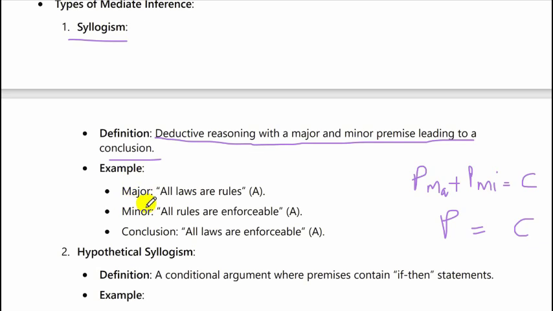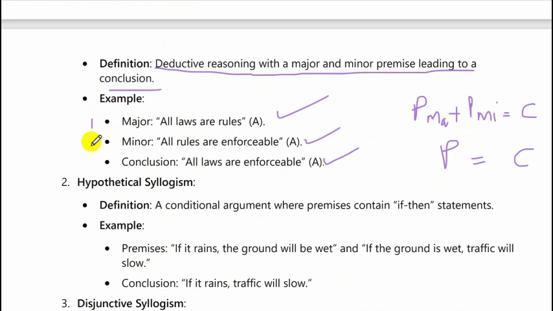Example, major premise: all laws are rules. This is a proposition. Minor premise: all rules are enforceable. That is also a premise. The conclusion: all laws are enforceable. This is also an A proposition. Hope this one is clear. This is the mediate inference because we need more than one premise to come to the conclusion. So this is one premise, this is the second premise, and this is the conclusion.